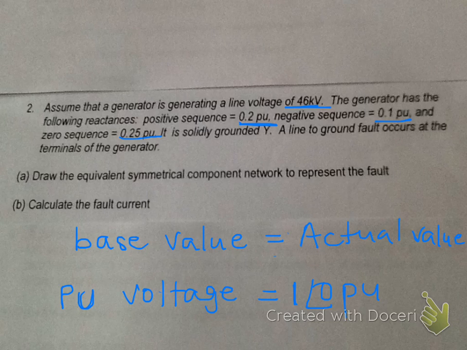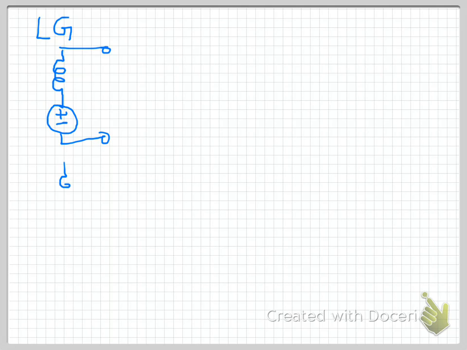So now we are ready to draw the network. Now it's a line to ground fault, so for a line to ground fault, it's called LG. You have all three networks, positive, negative, and zero sequence, connected in series. So for a generator, the positive sequence network looks like this: you have the positive sequence reactance and a source. Okay, there we go, that's the first one. Then the negative sequence has the negative reactance.